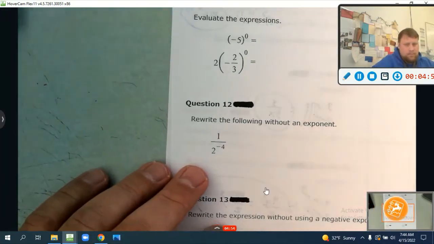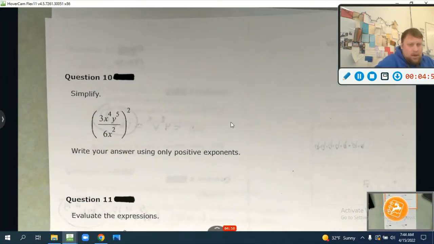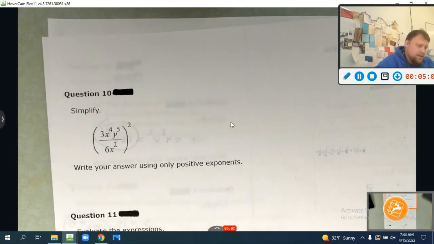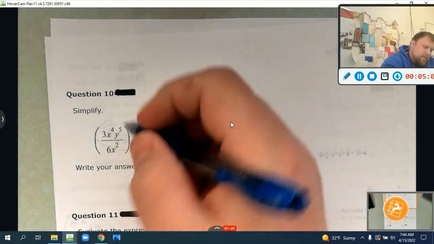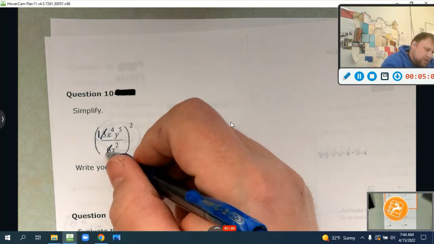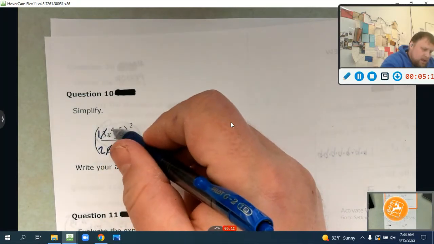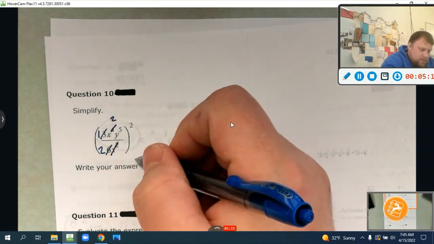Write your answer using only positive exponents. Okay, so no negative exponents. We're squaring everything. But before we do it, guys, why not simplify the inside? 3 goes into 3 once, goes into 6 twice. Okay, I have x to the fourth and x squared, so 4 minus 2 is 2.